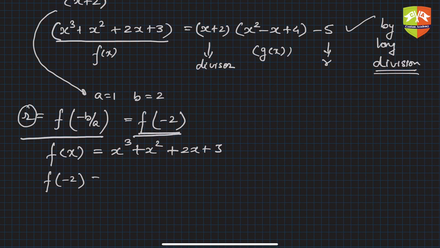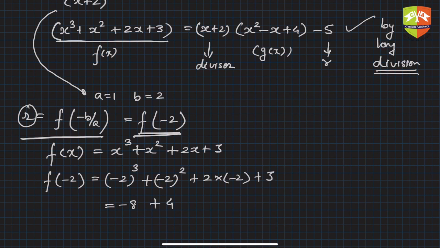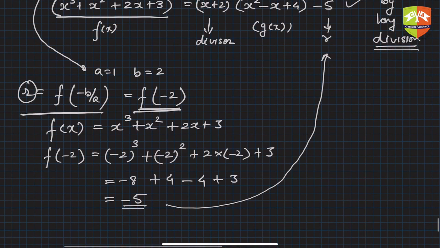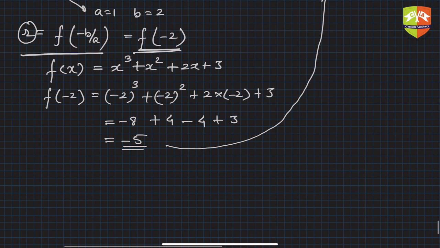So let's find f of minus 2. Minus 2 to the power 3 plus minus 2 squared plus 2 times minus 2 plus 3. So this is minus 8 plus 4 minus 4 plus 3, and you see we are getting minus 5, which matches with our long division remainder, isn't it? So this is a beautiful theorem that without dividing you can find the remainder for any given division, isn't it?